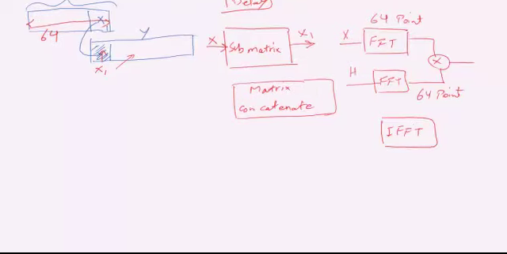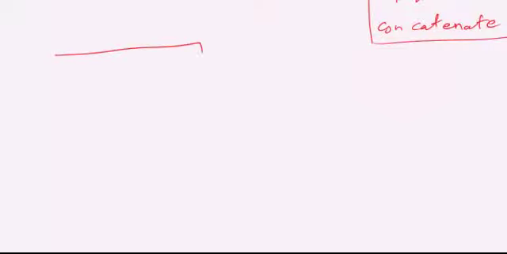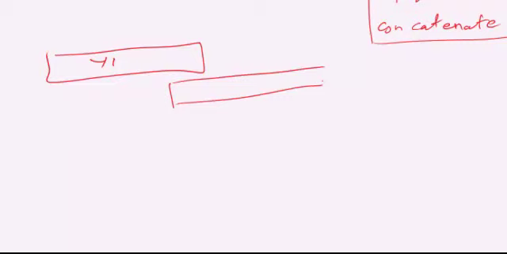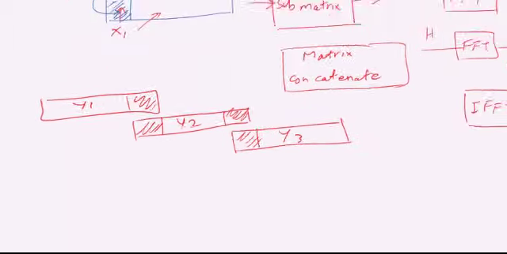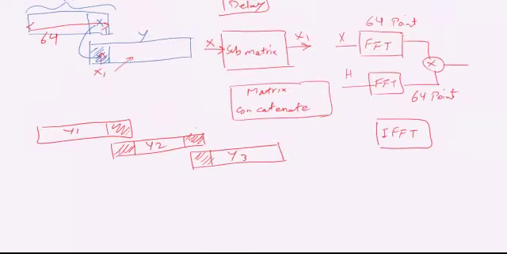Next part is, you remember that we had Y1 and then Y2 and Y3. So the output of the frequency domain after inverse FFT, they had overlap. So you have to remove these overlap parts because they are extra. You're basically duplicating the signal Y1, Y2, Y3.